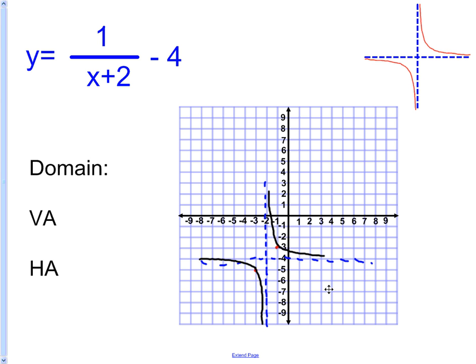The domain. When I say domain, I want you to think denominator, because that'll tell us what our domain restrictions are. The domain is all real numbers, except it can't be what? It can't be -2, because if it's -2 here, it would make the denominator 0, and that messes everything up.